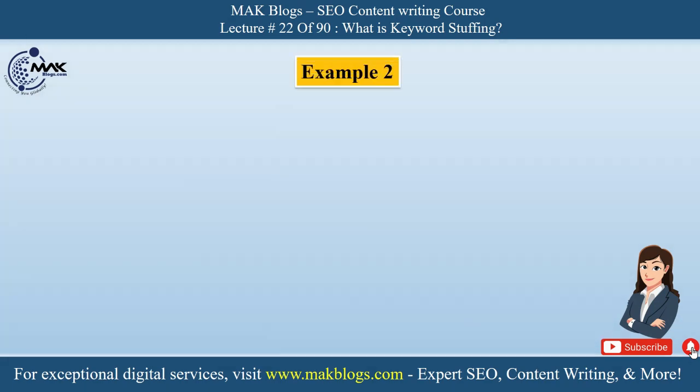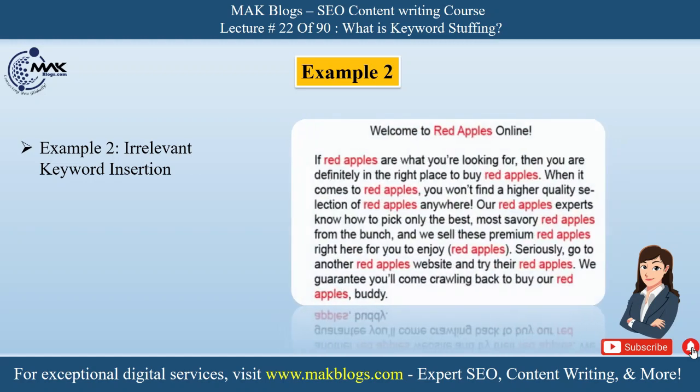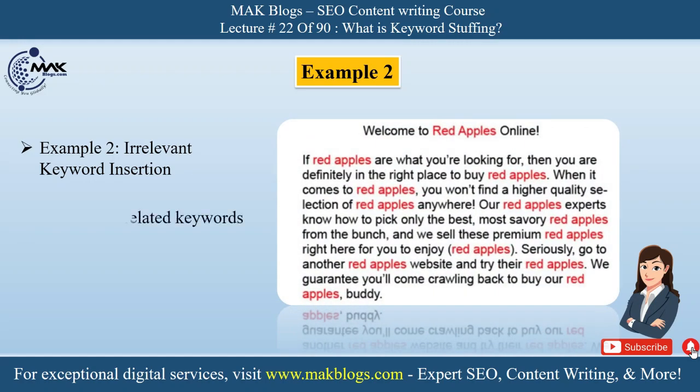Example 2. Irrelevant keyword insertion. In another example, let's say you have a blog about healthy smoothie recipes and you randomly insert keywords like luxury cars or home decor throughout the content. This has no relevance to the topic and is a form of keyword stuffing.